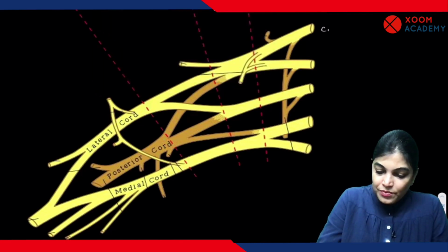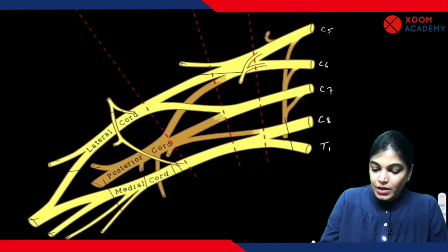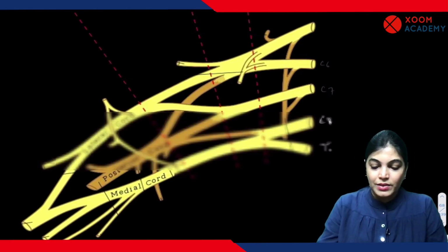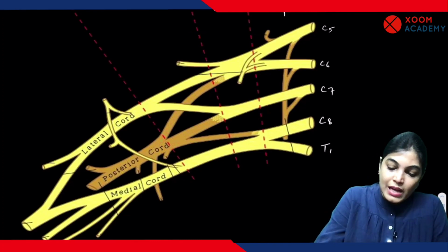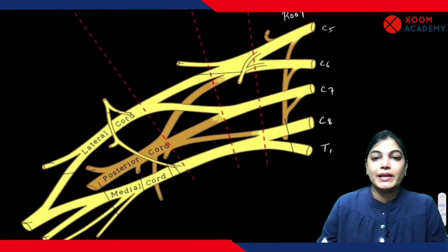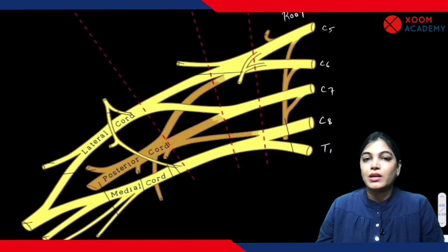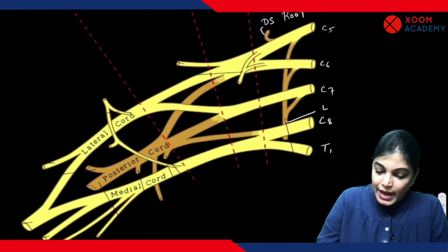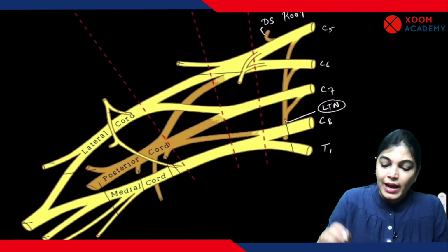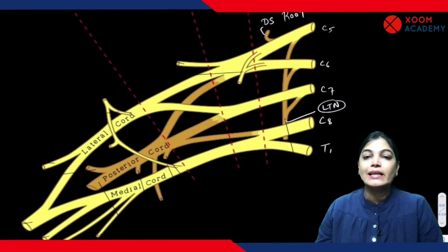Here this is C5, this is C6, this is C7, this is C8 and T1. So these are ventral rami. What I have written is ventral rami of C5, C6, C7, C8 and T1. This component is the roots of brachial plexus. From the roots of brachial plexus we have two branches. One is DS and the other is LTN. Here DS stands for dorsal scapular nerve and LTN stands for long thoracic nerve.